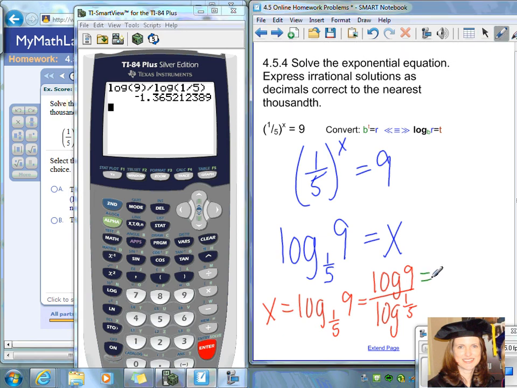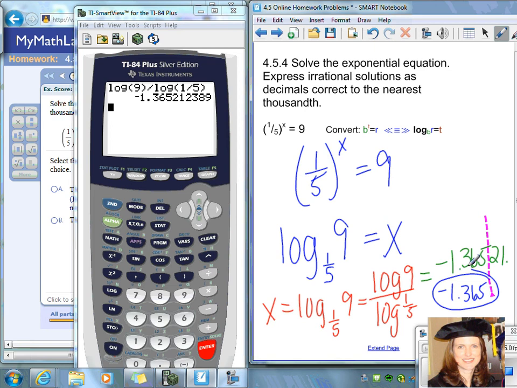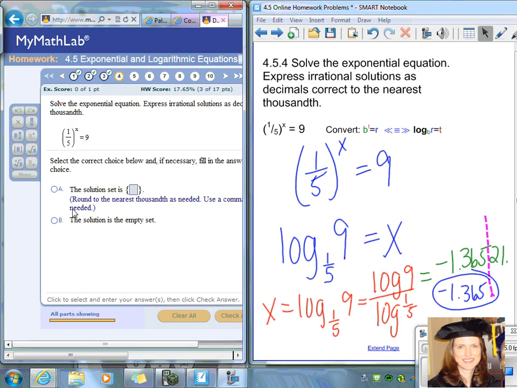Okay, we get as a decimal -1.365212. To the nearest thousandths: well, the tenths is 1 decimal, hundredths is 2 decimals, thousandths is 3 decimals. So we are going to round this to -1.365 as our answer. And check.